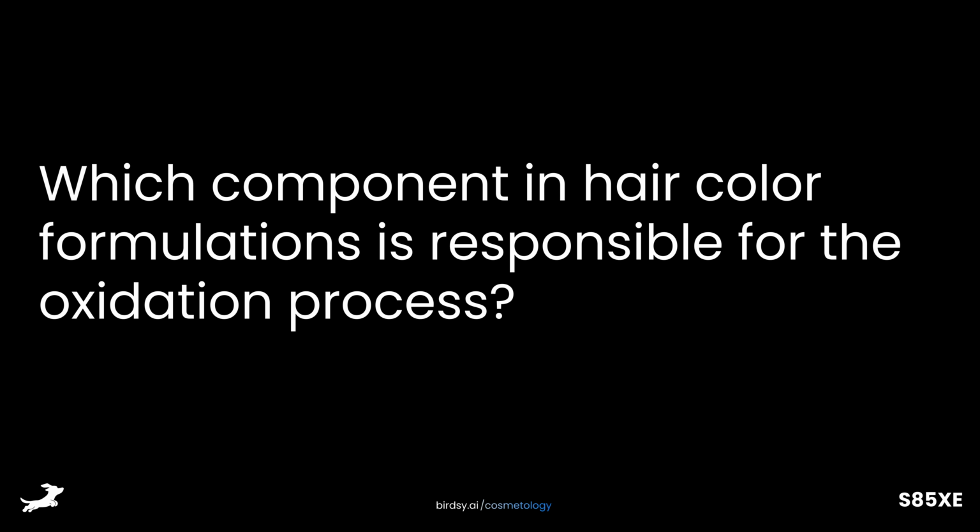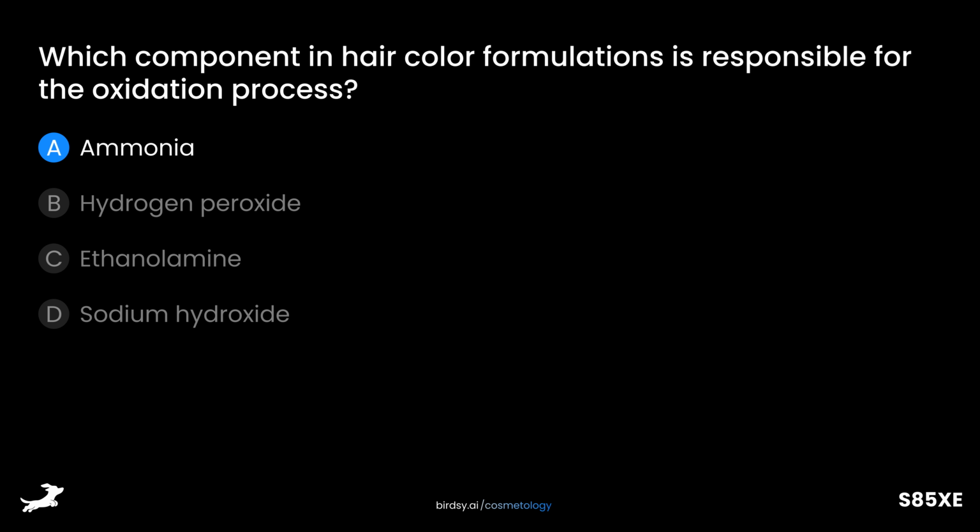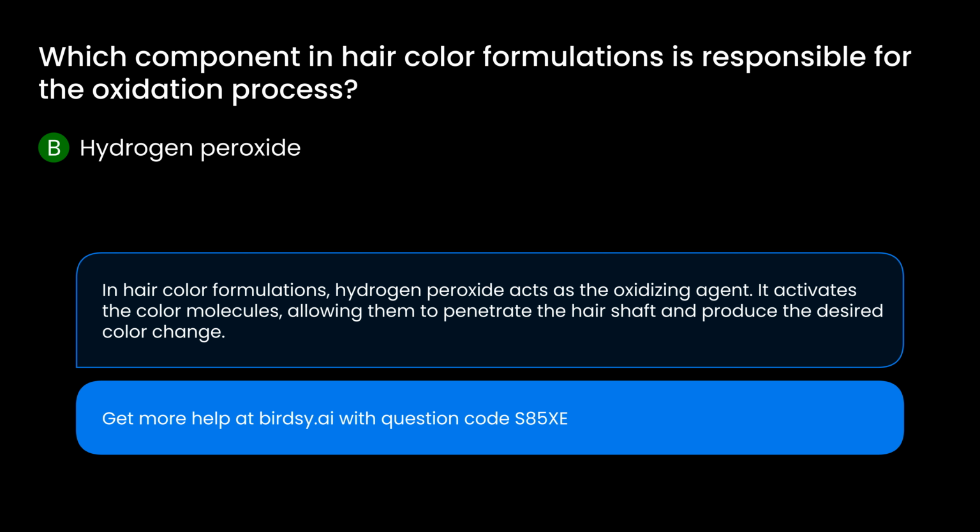Which component in hair color formulations is responsible for the oxidation process? Is it A, ammonia, B, hydrogen peroxide, C, ethanolamine, or D, sodium hydroxide? The answer is B, hydrogen peroxide. In hair color formulations, hydrogen peroxide acts as the oxidizing agent. It activates the color molecules, allowing them to penetrate the hair shaft and produce the desired color change.